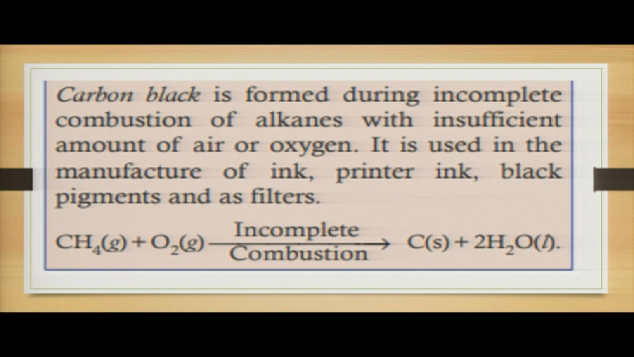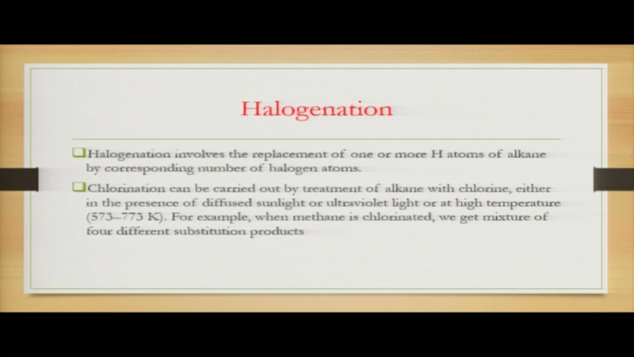When insufficient oxygen combines with an alkane, carbon is formed. But it is very important. It is used in manufacturing ink, printers' ink, black pigments, shoe polish and filters of vehicles. So it is very, very important as well. The other reaction that we need to discuss is halogenation.